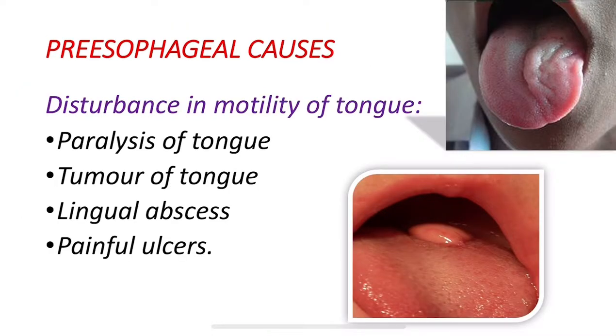Now we see the disturbance in motility of the tongue. The motility of the tongue is also really important for deglutition to occur. To swallow, the motility should be good. There will be disturbance in motility in cases of paralysis of tongue. You can see the picture here, the paralysis of the tongue. Tumors of the tongue in the next picture. Lingual abscess. Abscess is nothing but a cavity which is filled with pus. Painful ulcers of the tongue. In all these conditions, the motility of the tongue is going to be affected: paralysis of tongue, tumors of tongue, lingual abscess and painful ulcers.